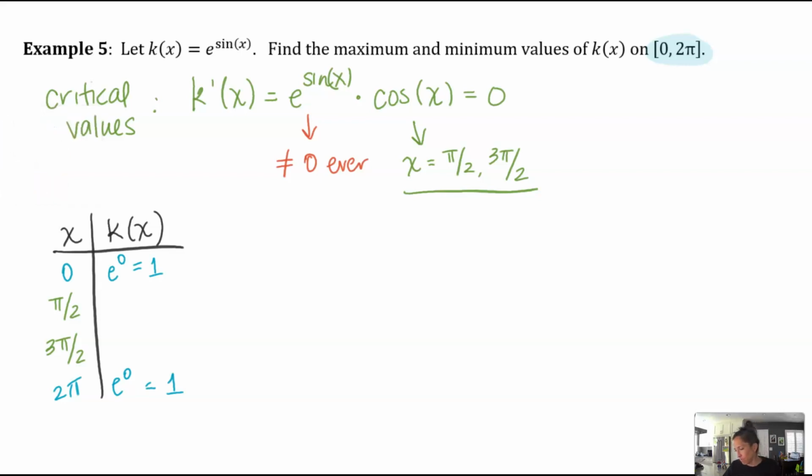All right, now I have to think about what sine of pi over 2 is. That is the maximum value for sine, so that is our 1. Yes, so there we have an e. And 3 pi over 2, well, that's e to the negative 1. That's our minimum value for sine.